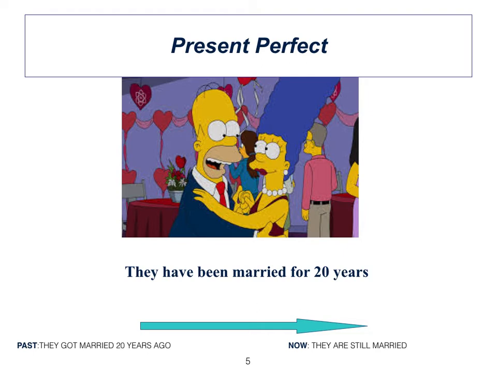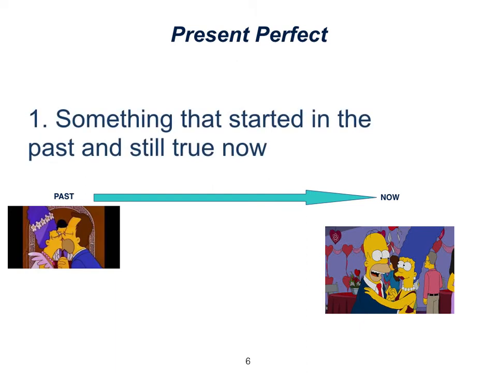We can sum up saying that we use the present perfect when we talk about something that started in the past and is still true now. Look at this word in red. They have been married for 20 years. We will talk about this little word later in this lesson.